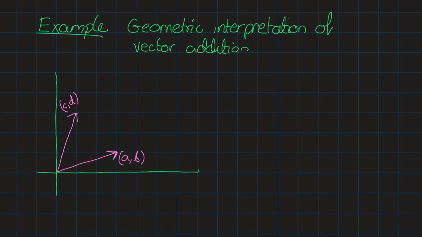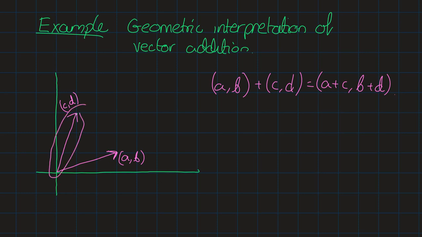So I have (a, b) and (c, d), and I want to know what's the geometric interpretation of (a, b) plus (c, d). Well, I know that this is (a plus c, b plus d). And the geometric interpretation is essentially like you pick up this vector and you translate it along this other vector and then put it at the end.